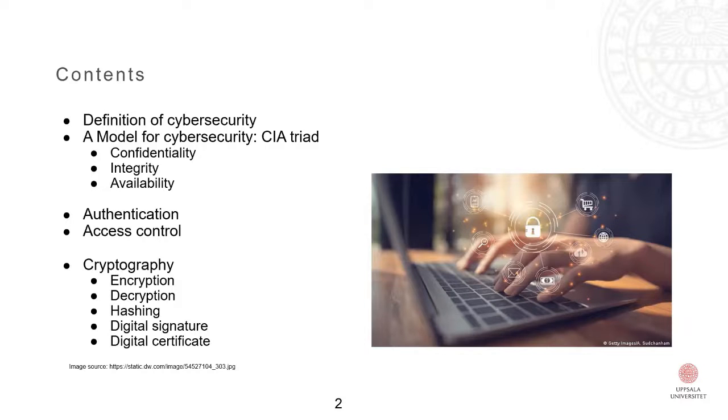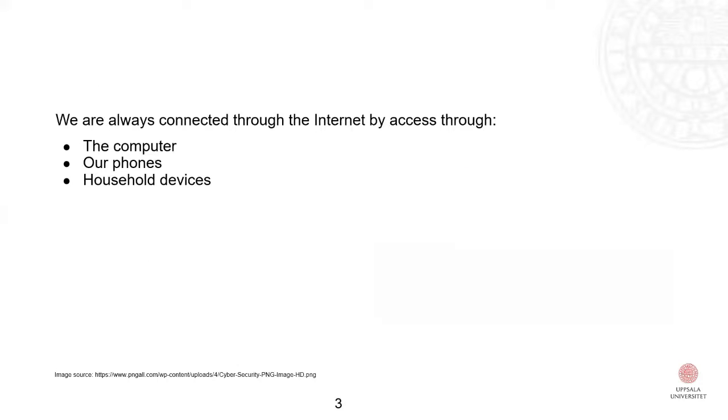And we will talk about different mechanisms that aim to provide us with confidentiality, integrity, and availability. They are called authentication, access control, and using cryptography to provide these properties. So let's go to this lecture.